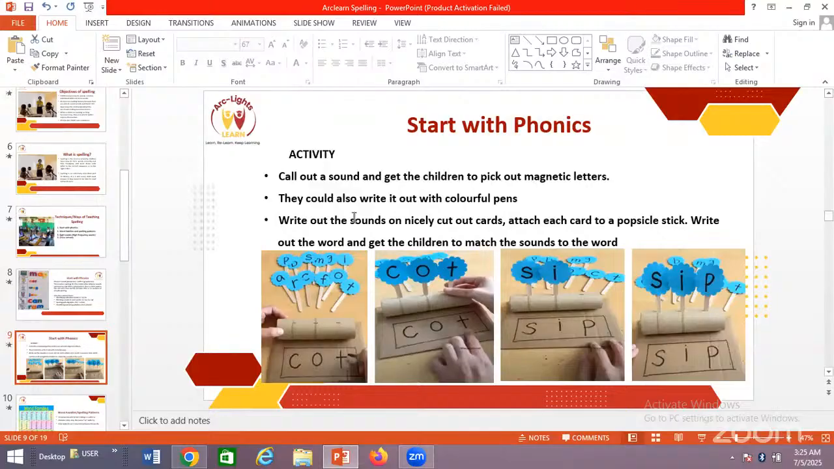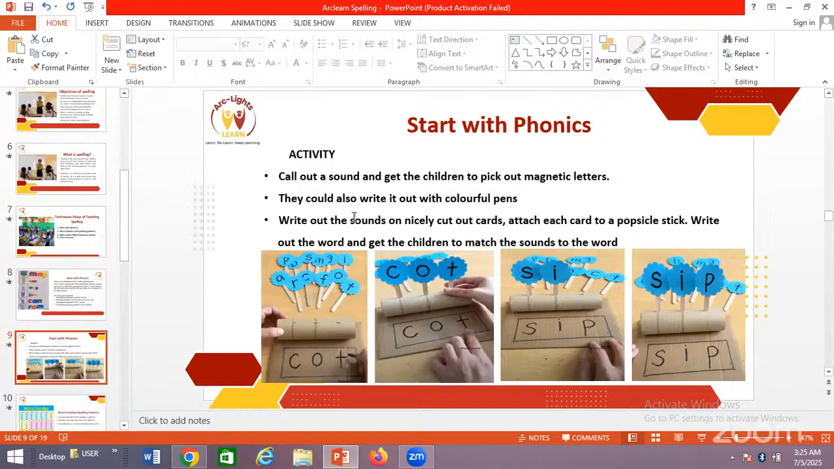Now, you can also write out the sounds on nicely cut out cardboards like the one you see here. Attach it to a card, attach the card to a popsicle stick or straw. We have straws in the market. You can attach it to the straw or stick, whatever it is you have. Write out the word. Get the children to match the sound and the word together to get a spelling.